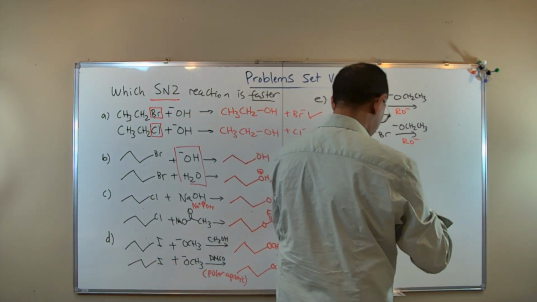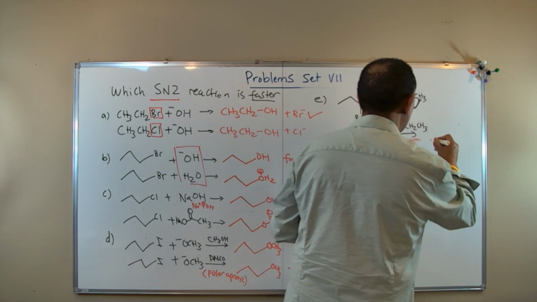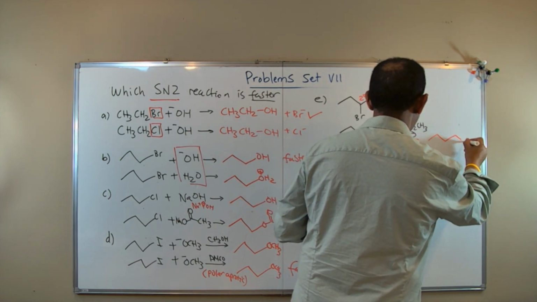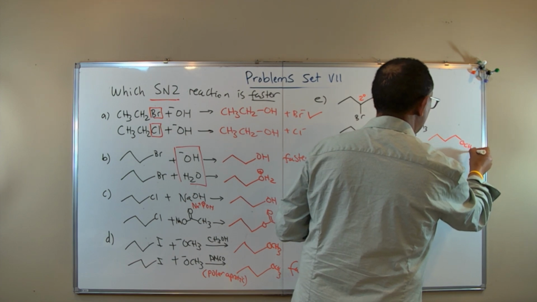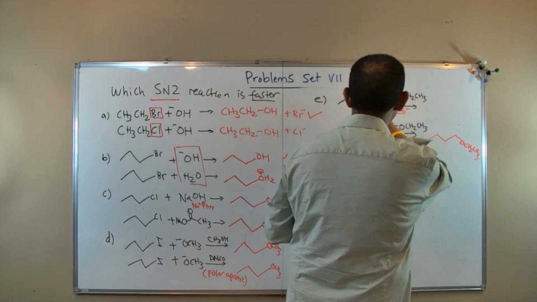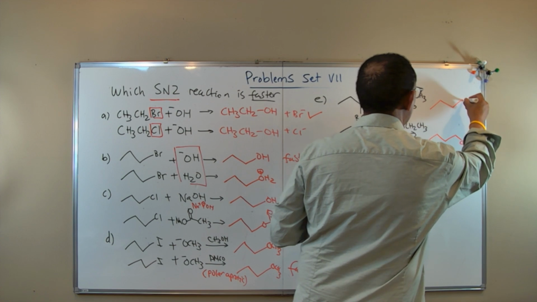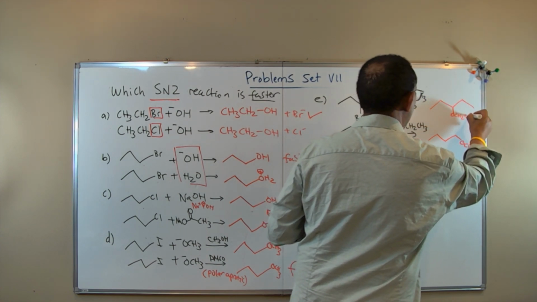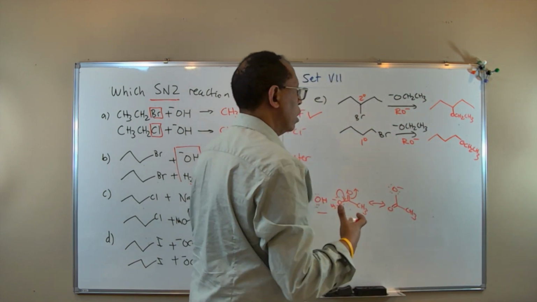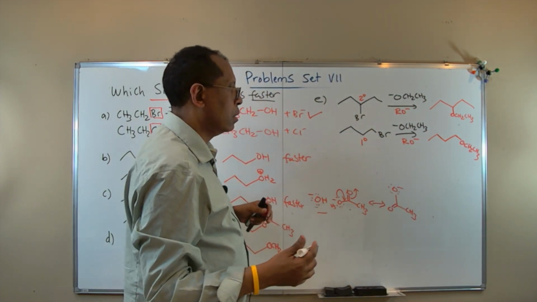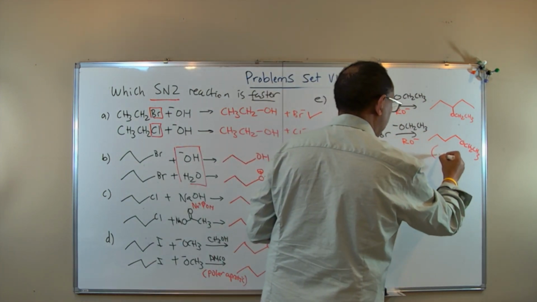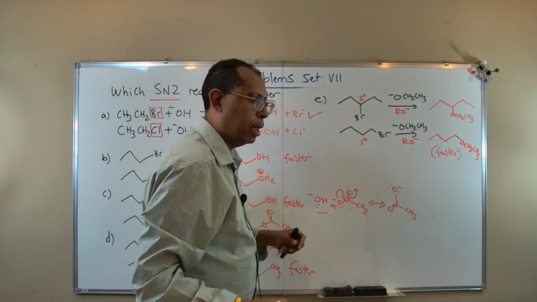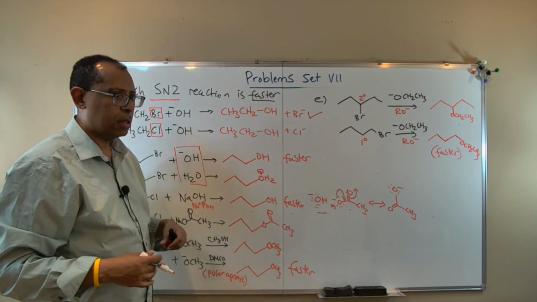Let me just give the product. Product looks like OCH2CH3, but here the product is OCH2CH3. So the reaction which would go faster would be the primary alkyl halide. Reaction with a primary alkyl halide is much faster.